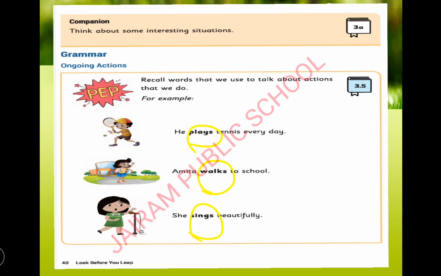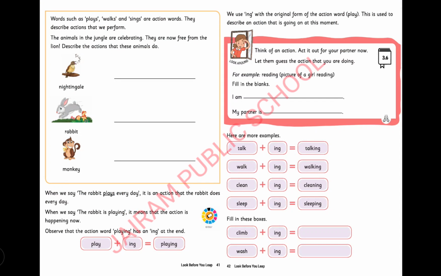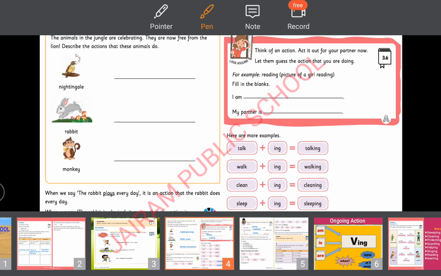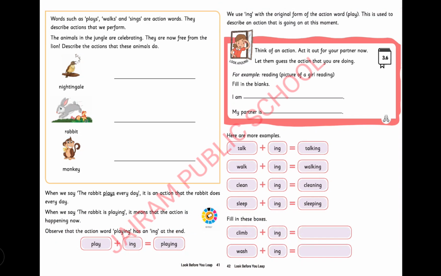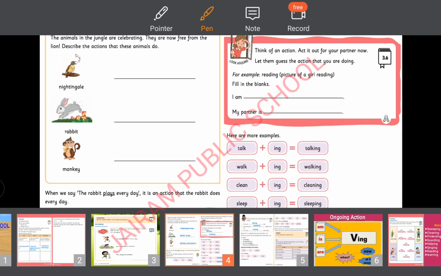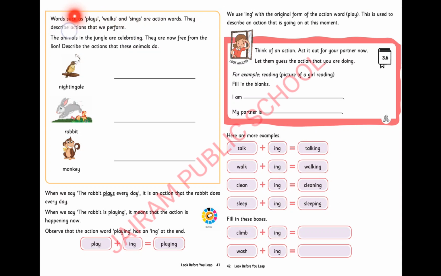Before we start the ongoing actions topic, first of all we are trying to identify the action words. What is meant by action word? Let us see in the next page. Words such as plays, walks and sings are action words. They describe actions that we perform. So they are used to describe the actions we perform. That is the action word.